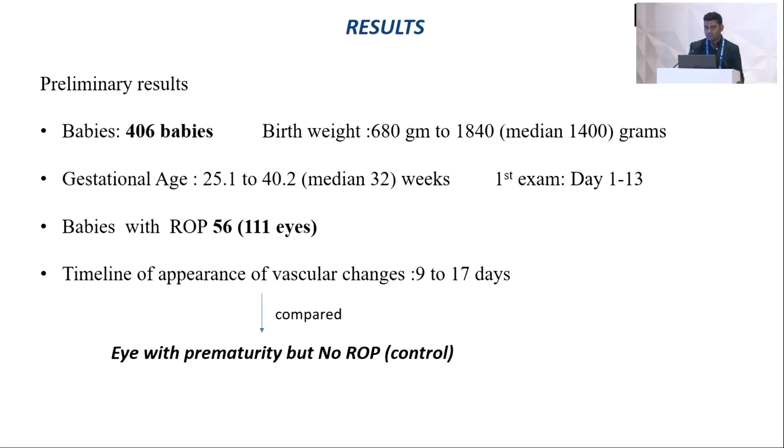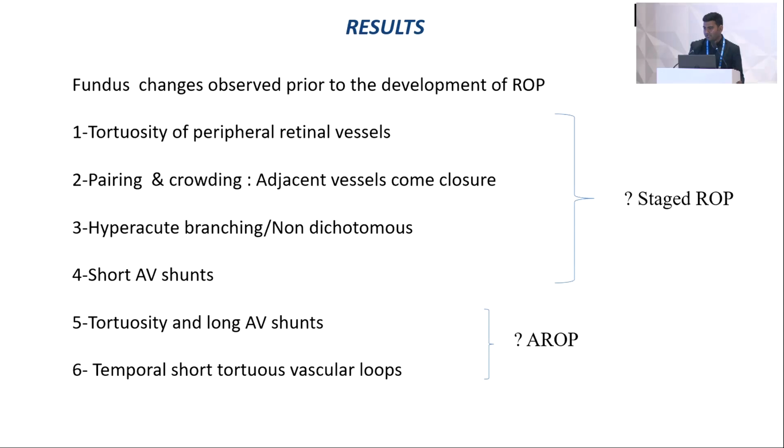Coming to the results, we included around 406 babies with a median birth weight of around 1400 grams and a median gestational age of around 32 weeks, of which 56 babies developed ROP. We noticed that vascular changes appeared from 9 to 17 days, when compared to the premature babies who didn't develop any ROP. So what are these vascular changes?